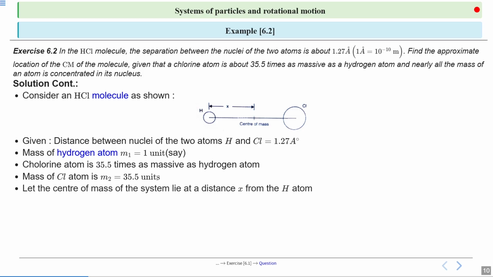So let the center of mass of the system lie at a distance x from the hydrogen atom. So here we consider x is the center of mass of the system, this one, and the distance from the hydrogen atom. All right.